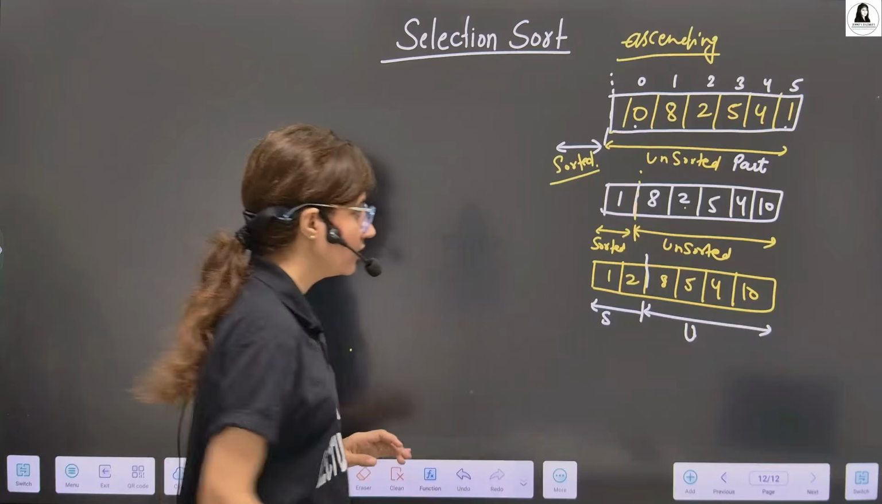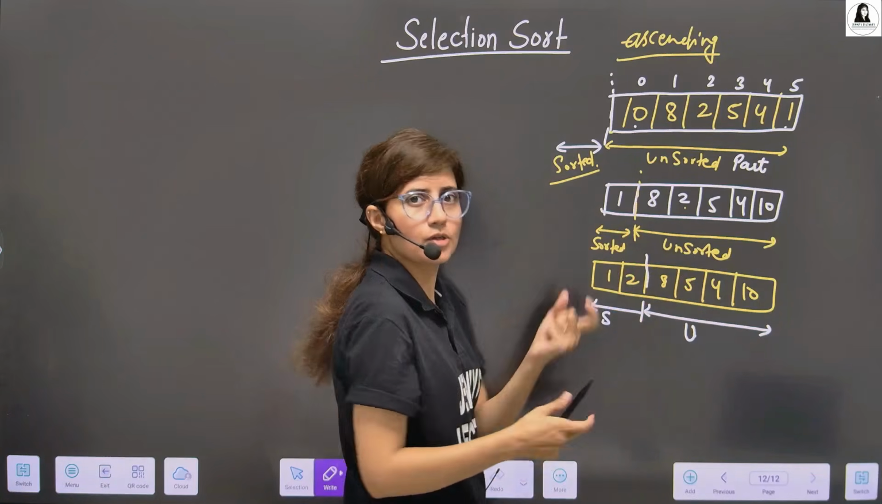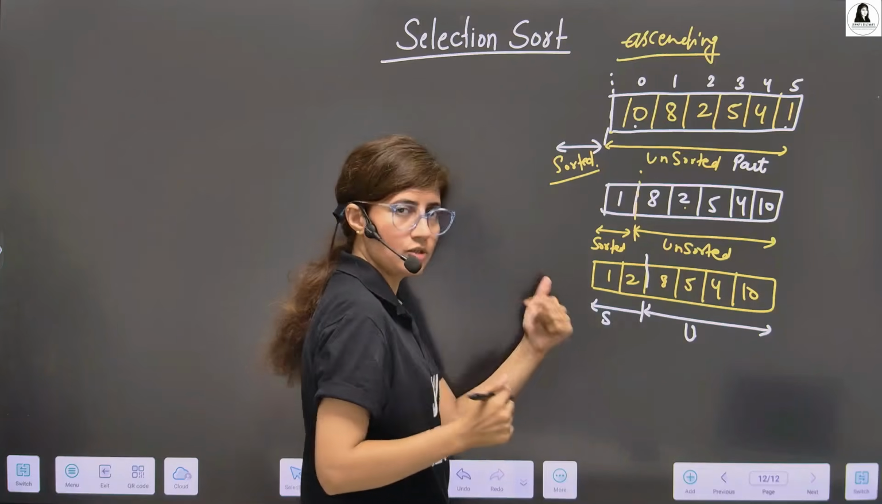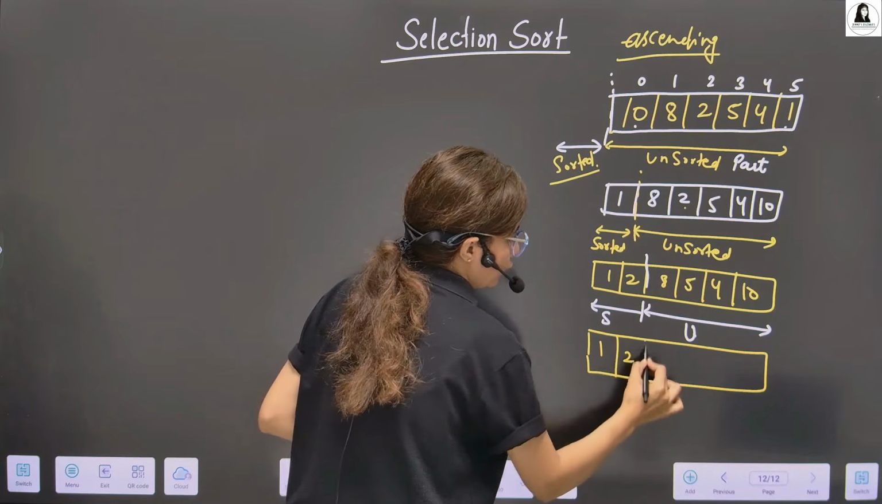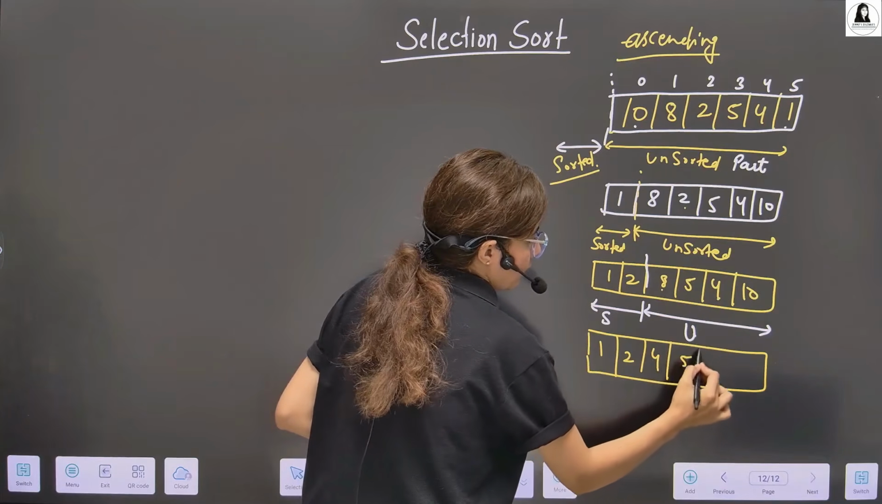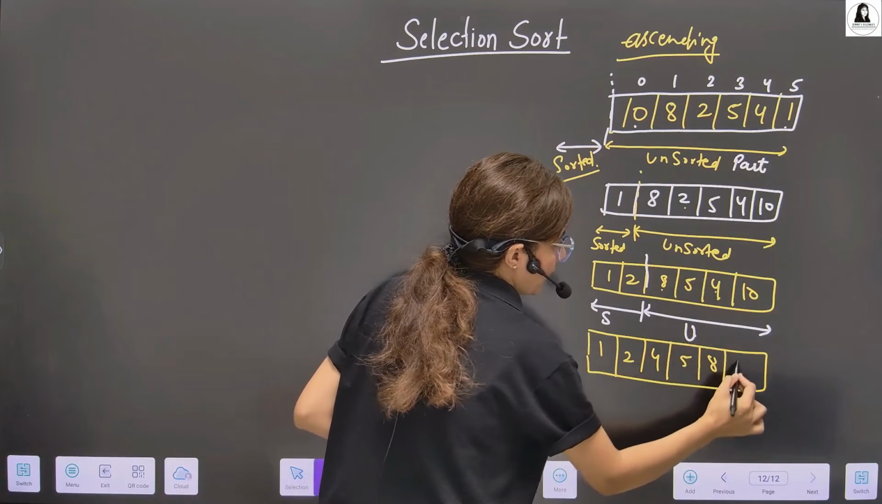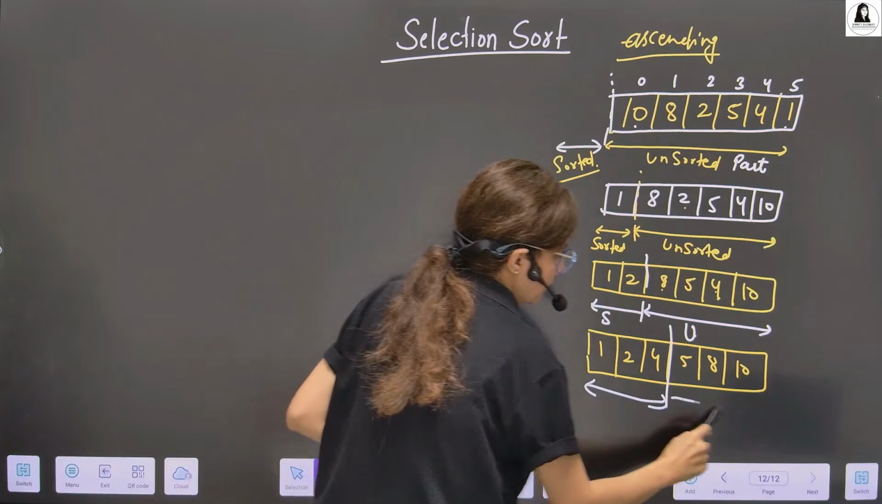Repeatedly again, same process. From the unsorted part, select the smallest element, that is 4. Swap it with the first element of the unsorted part. So 1, 2, smallest is 4. We swap this with this. 4 would be here. Here we have 5 as it is. 8 would be here and 10. Now this is my sorted part and this is my unsorted part.